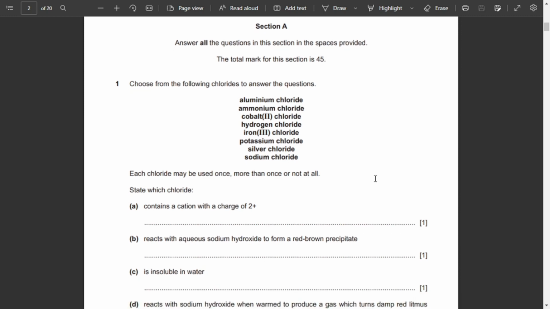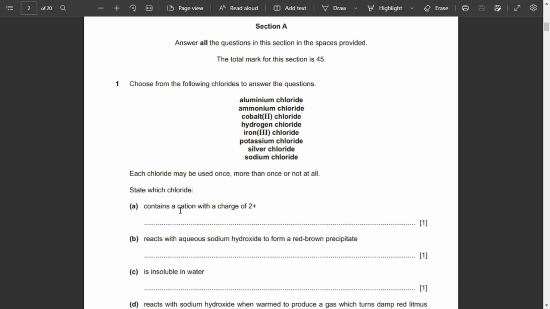So let's start with section A. It says answer all the questions in the section in the spaces provided. The total mark for this section is 45. Question number 1 says choose from the following chlorides to answer the question. That is aluminium chloride we have with us. We have ammonium chloride, cobalt chloride, hydrogen chloride. Alright, we have all these chlorides.